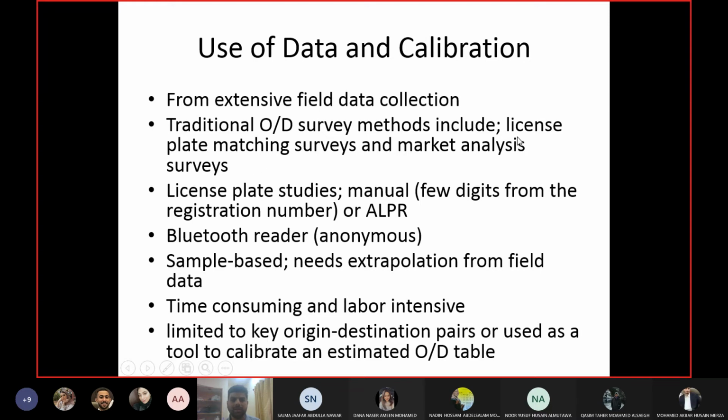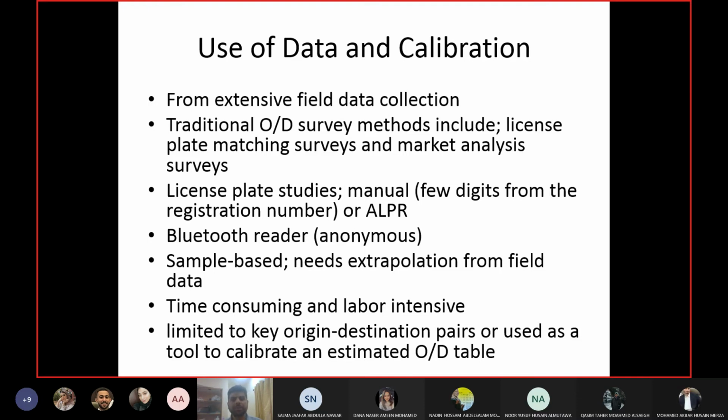For example, license plate matching surveys and market analysis surveys. Market analysis surveys basically mean you ask the people in which zone they like to go. You ask in the commercial centers or the office buildings or whatever commercial activity you have, you go there and you ask them from where customers normally come to your place. You ask the traders or the people who are providing the services from which area normally people like to use your services. This is market analysis.